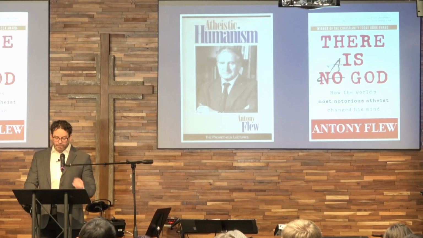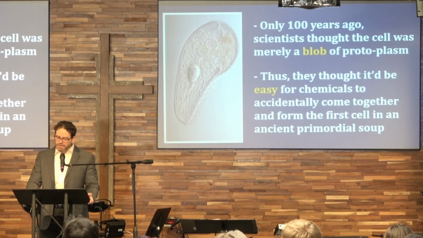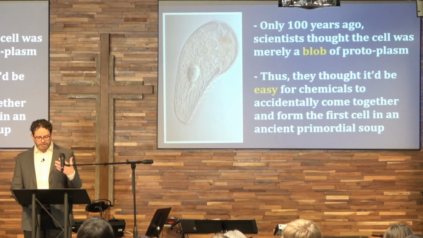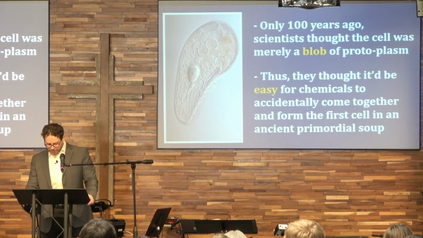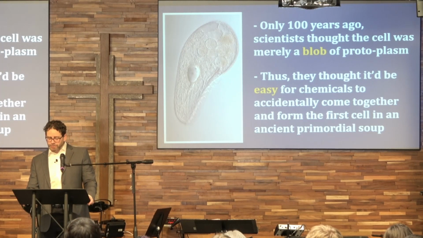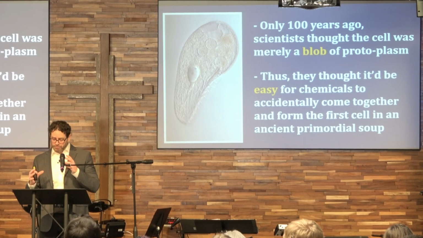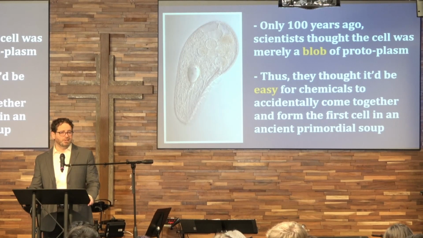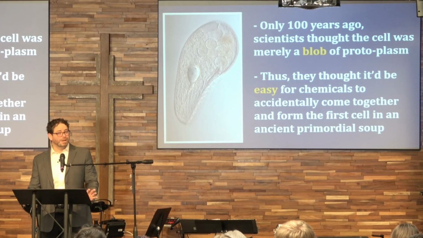So let's start out just thinking about the simplest form of life, right? A single-celled organism. Now, 100 years ago, scientists thought the cell was basically just a blob of protoplasm, right? They weren't very impressed by the cell. And so for them, it was very easy in their minds to think that, well, maybe many years ago, chemicals came together in some sort of primordial goop and just accidentally formed a cell. Because again, they didn't realize how complex the cell actually is. They thought it was just a blob of protoplasm.